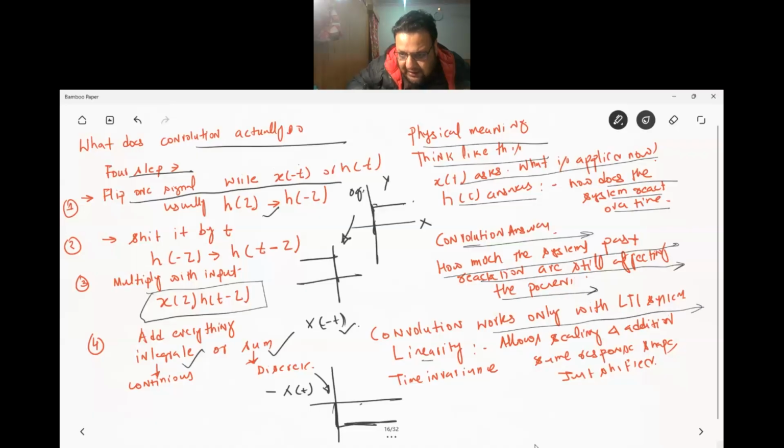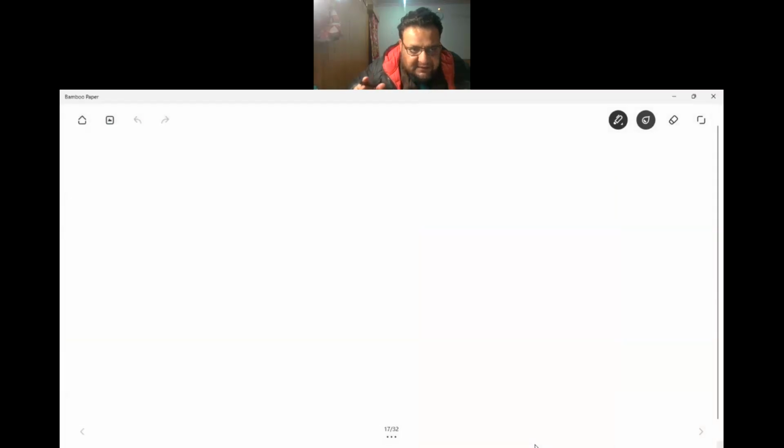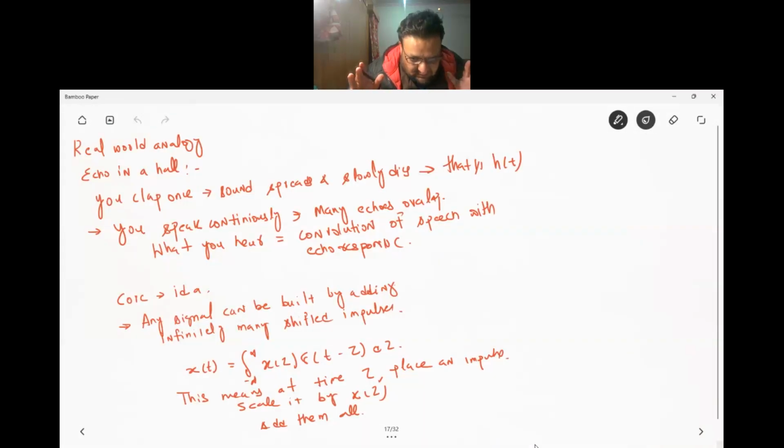Convolution works only with the LTI system. Linearity allows scaling and addition, and time invariance means the same response. So convolution will apply for linear time invariant systems.